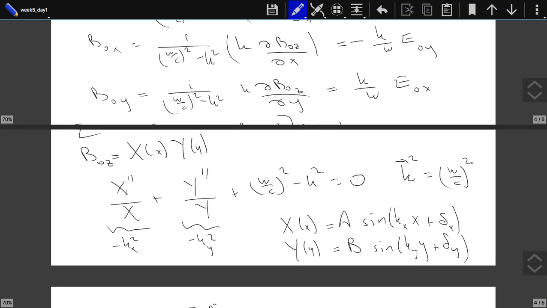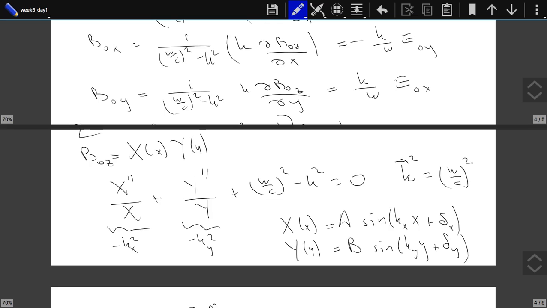Now, how do I determine this a, b, delta x, and delta y, and possible values of kx and ky? That is my question now. To determine those, I need some boundary values, boundary conditions.